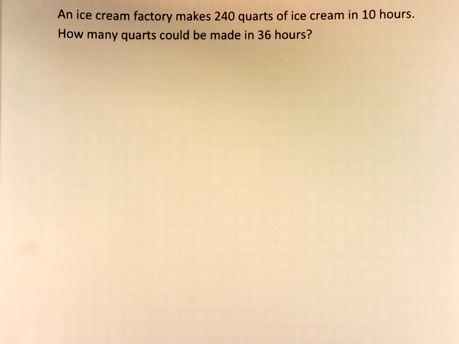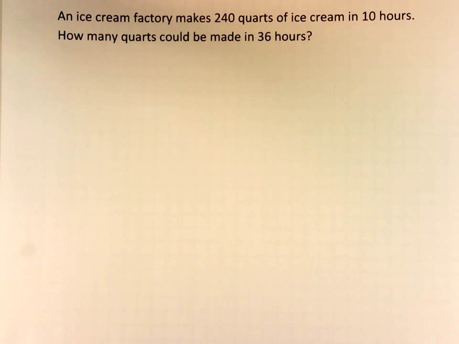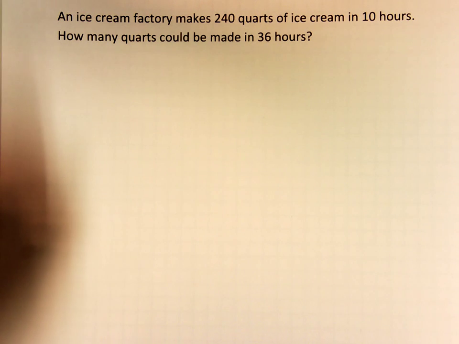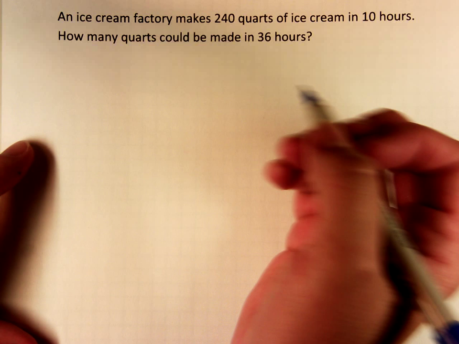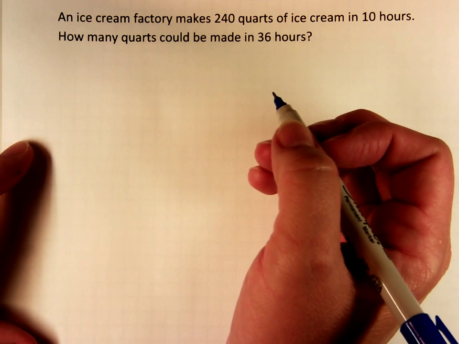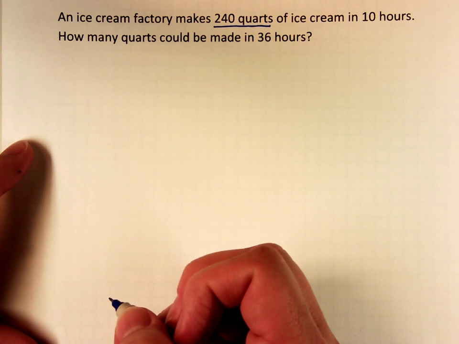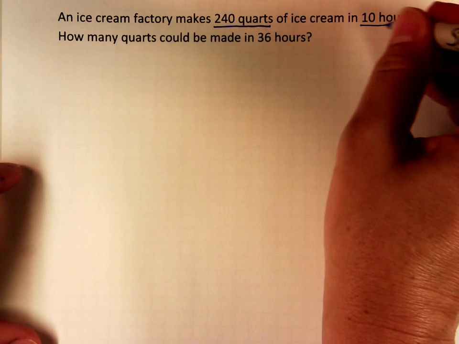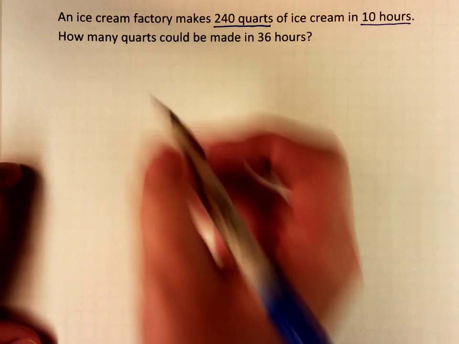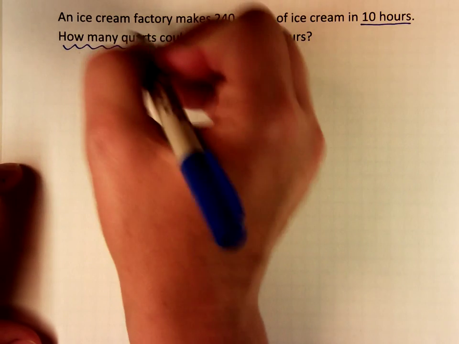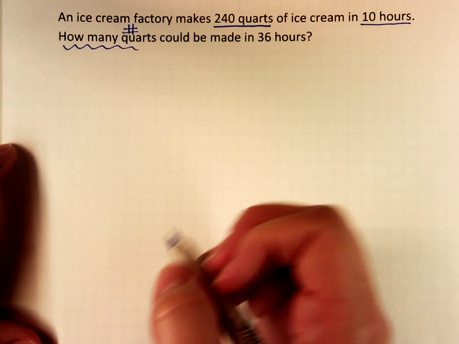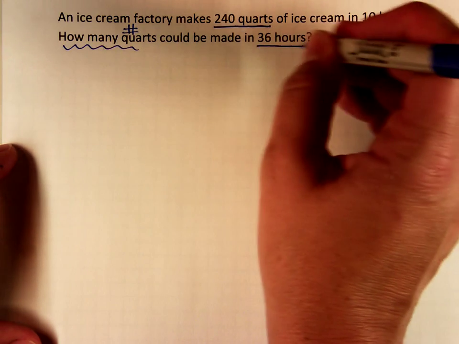An ice cream factory makes 240 quarts of ice cream in 10 hours. How many quarts could be made in 36 hours? Let's reread that and make note of any numbers or units that we might need. An ice cream factory makes 240 quarts, that's probably important, of ice cream in 10 hours. How many quarts? They're looking for a number, could be made in 36 hours?